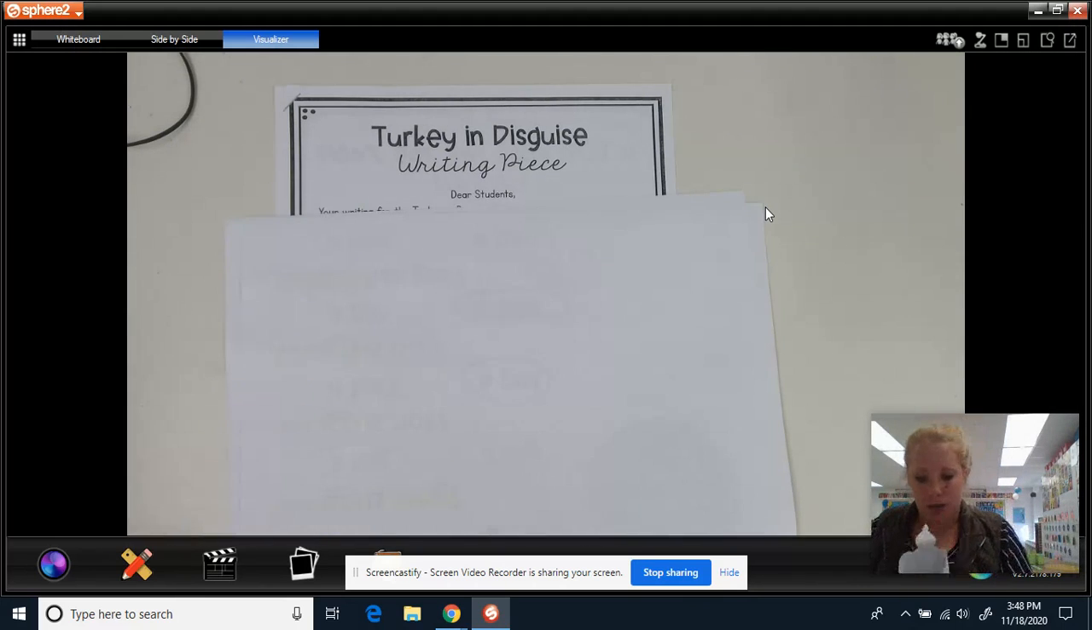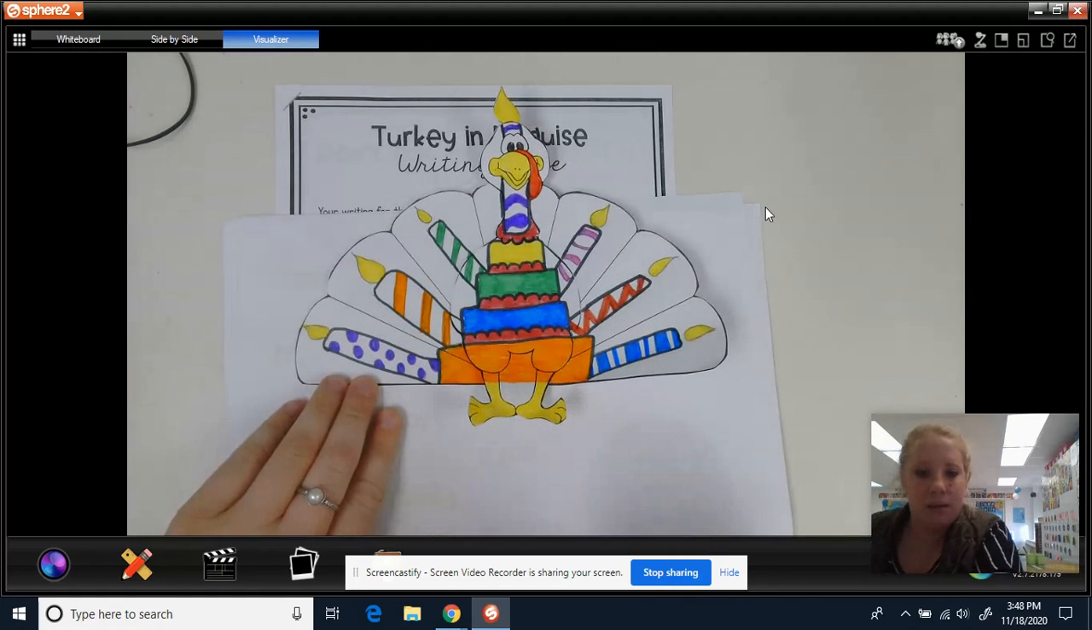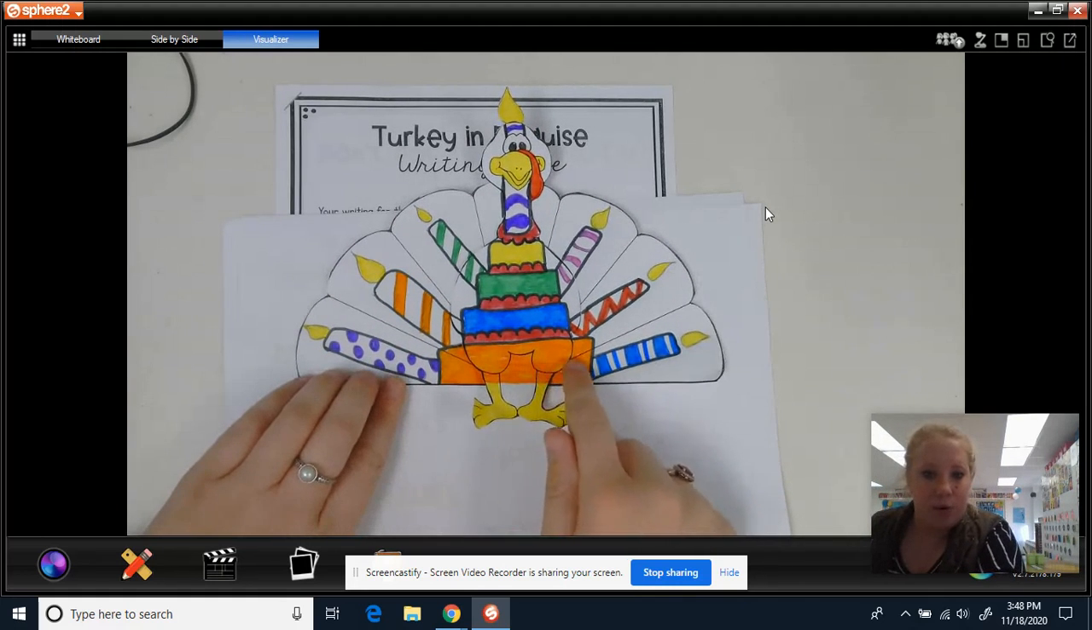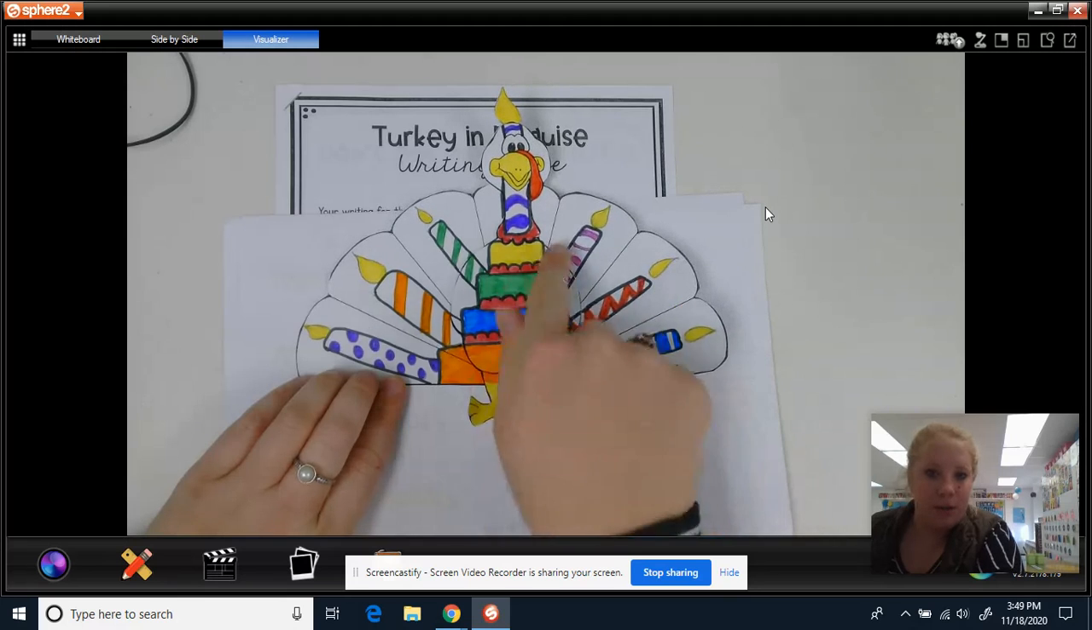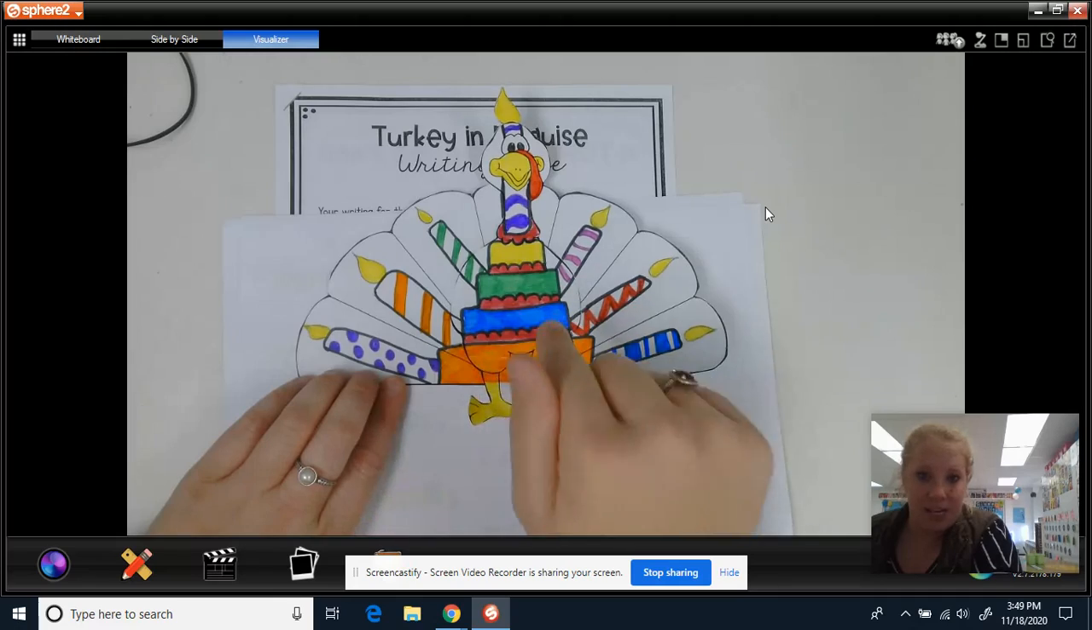I will show you what mine looks like. I made mine into a birthday cake. So I kind of put a candle for each feather to try to make it look like it wasn't a turkey, but it was a birthday cake instead.